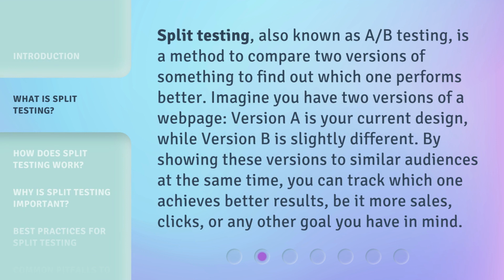Split testing, also known as A/B testing, is a method to compare two versions of something to find out which one performs better. Imagine you have two versions of a web page. Version A is your current design, while version B is slightly different. By showing these versions to similar audiences at the same time, you can track which one achieves better results, be it more sales, clicks, or any other goal you have in mind.